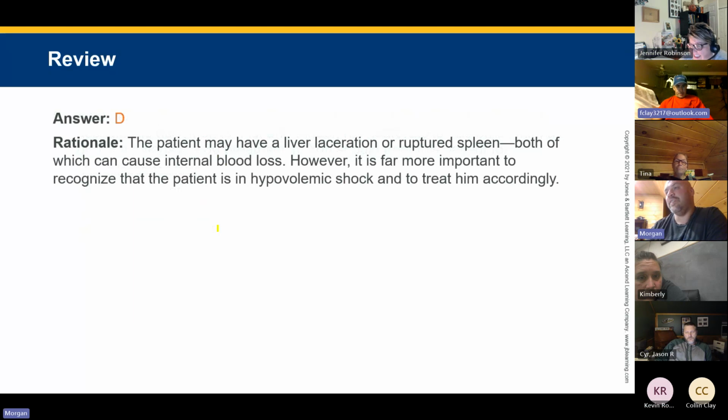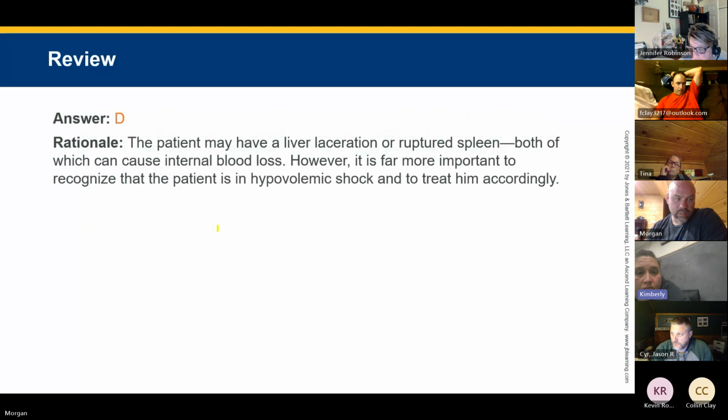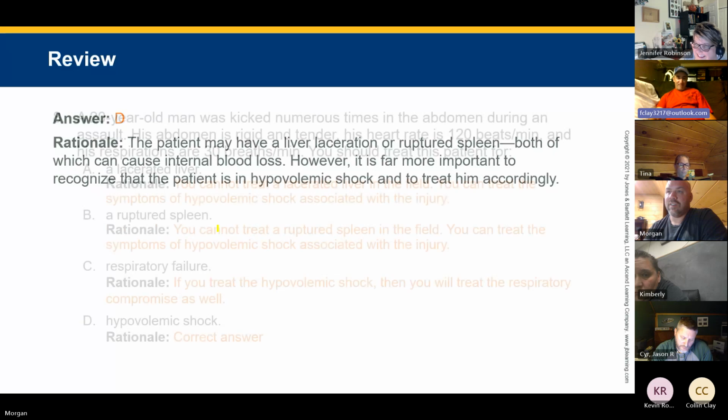So hypovolemic is loss of blood or fluid, right. The patient may have rapid weak pulse, low blood pressure, change in mental status, cyanosis, cool, clammy skin. Good job. That was probably the easiest question that they made, because you put shock after it. We're going to pick that answer.